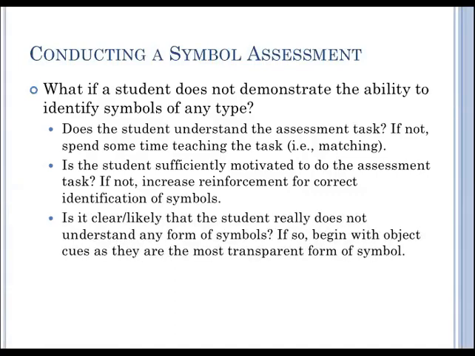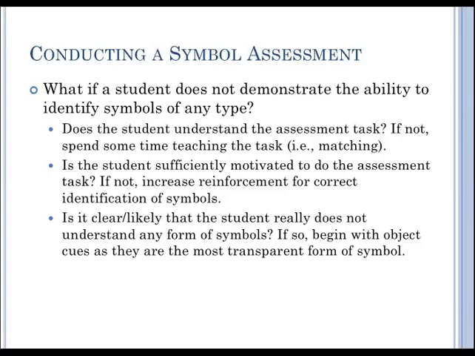The other thing then to ask yourself, if you've taken care of the assessment understanding issue, you've taught the task, now they know what they're supposed to do. You've addressed the motivation aspect and they are sufficiently motivated, but it just seems really clear, or it's even just highly unlikely based on your experience, that the student does not understand any form of symbols. You can't reliably get them to match identical object to identical object. Then you're going to start with three-dimensional object cues. Those are the most transparent form of symbol. You're going to have to teach those over time through exposure and experience, right?